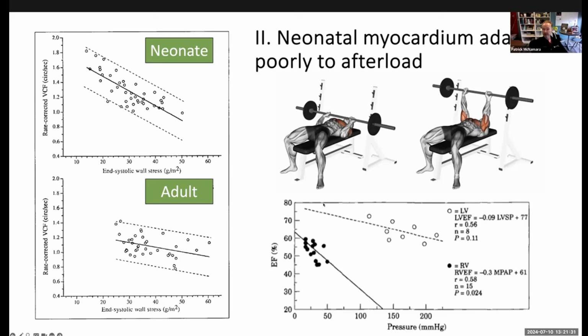We don't have a lot of data comparing the RV versus the LV. This is a cath lab study, which suggests that the RV on the left, which is steeper than the right, may have intrinsically more vulnerability to afterload. And that may relate to the fact that the fibers are very different in their architecture. And I think you'll get a lecture about that at another date.